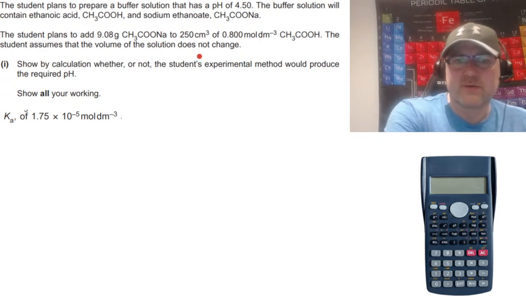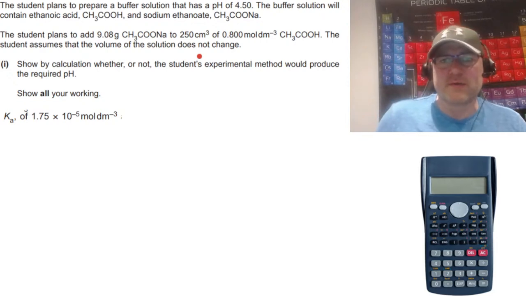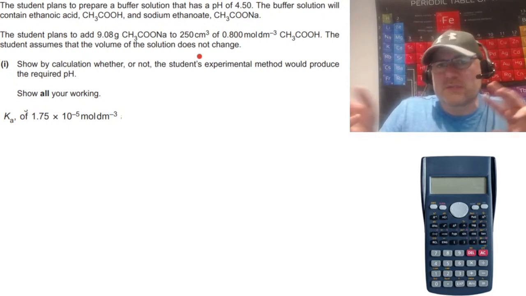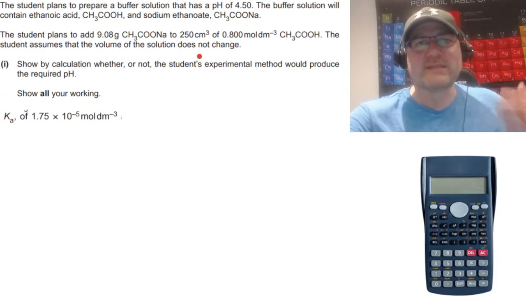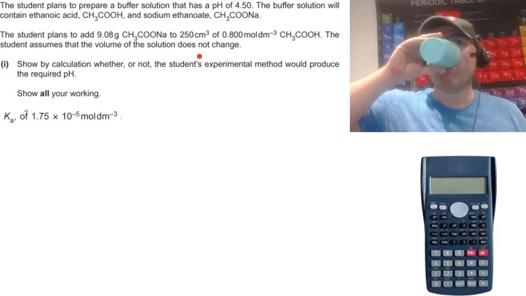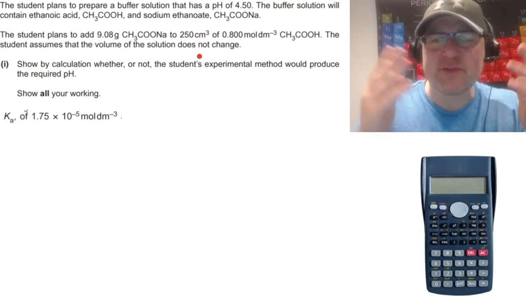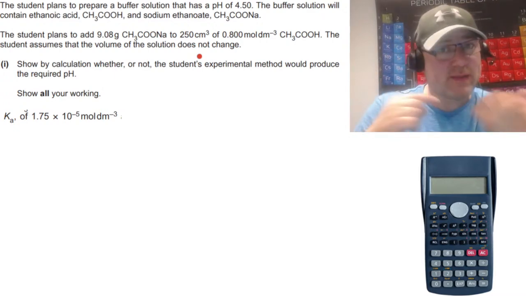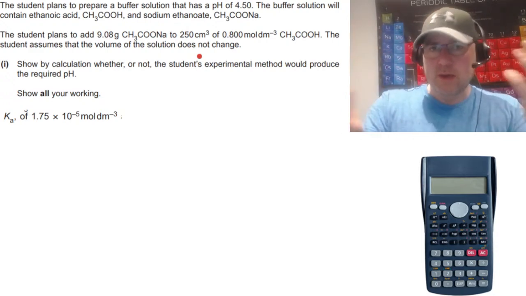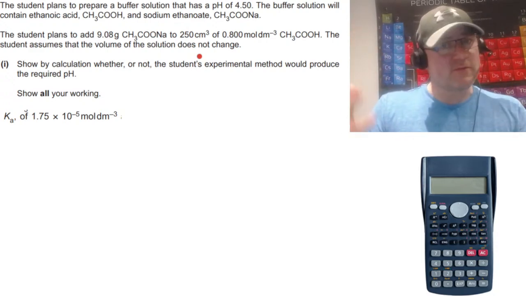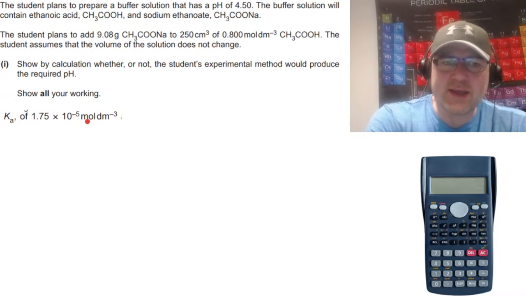Great. So we don't have to bother with the whole volume of the solution thing. We don't have to convert to moles. We can just stick to using concentrations because the volume is the same for everybody. So we don't have to take account of the volume like we did in the last one where it was 0.4 and 0.6, where the volume of our weak acid and our salt were different. We don't have to take account of that now. So straight away, they're giving us the Ka.